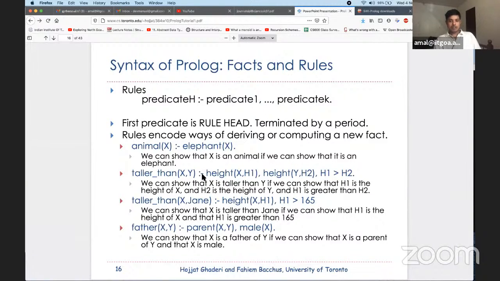Taller than X, Y if height X H1, height Y H2, H1 greater than H2. X is taller than Y if I can prove that the height of X is H1, and that the height of Y is H2, and that H1 is greater than H2. We can show that X is taller than Y if we can show that H1 is the height of X, H2 is the height of Y, and H1 is greater than H2. Taller than X, giant height X H1. All right.